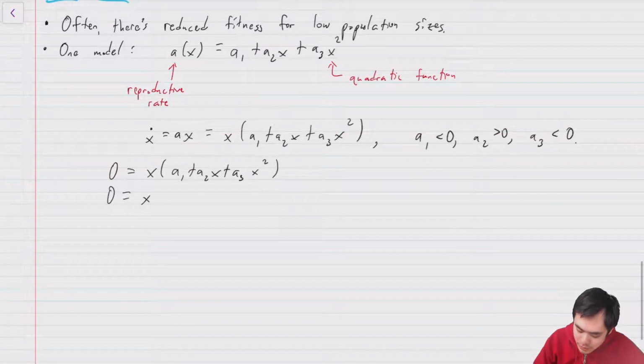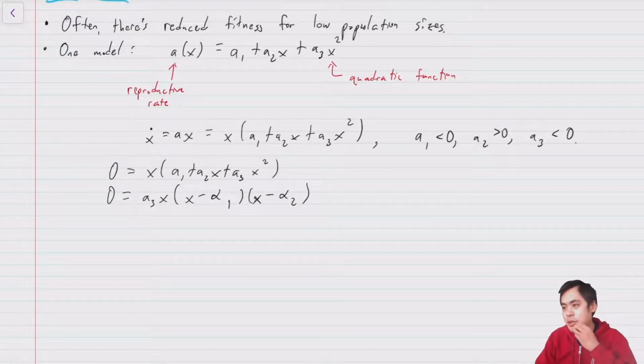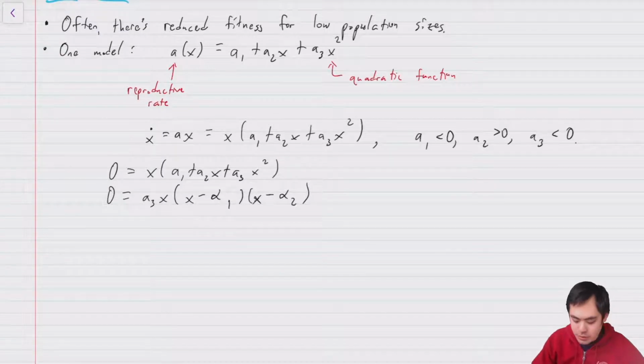0 is equal to x times, well, this is a quadratic equation. You can apply the quadratic formula to factor it out. Let's assume that we've already factored it out. So this is going to be 0 is equal to a3x times (x minus alpha 1) times (x minus alpha 2), where the alphas are the solutions to the quadratic equation.